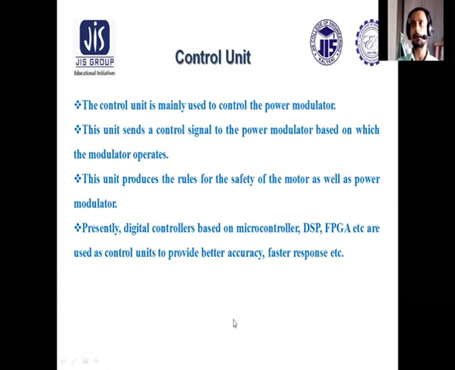One more thing, power modulator has switches which generally have three terminals. Two terminals are power terminals, and one is a control terminal. The control terminal is associated with low voltage, so it could handle low voltage or low power, whereas the power terminals could handle high power.